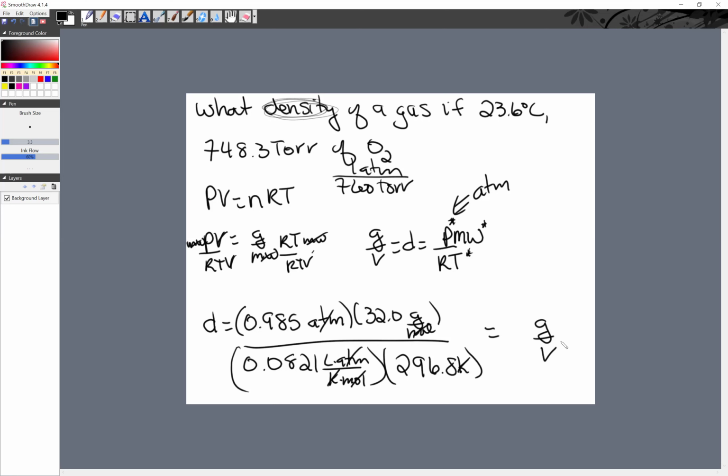All right, so sig figs, I get 3. So 1.29. So density is 1.29 grams per volume. And in this case, remember, that's liter, because the unit comes out in liter. So it's grams per liter.